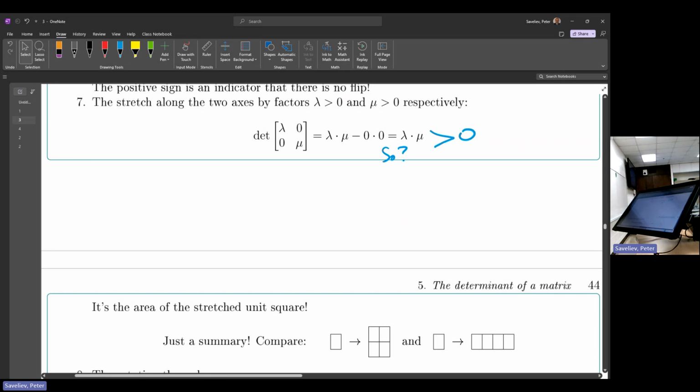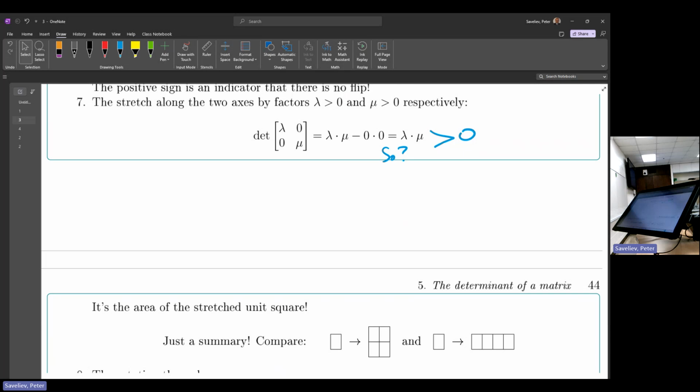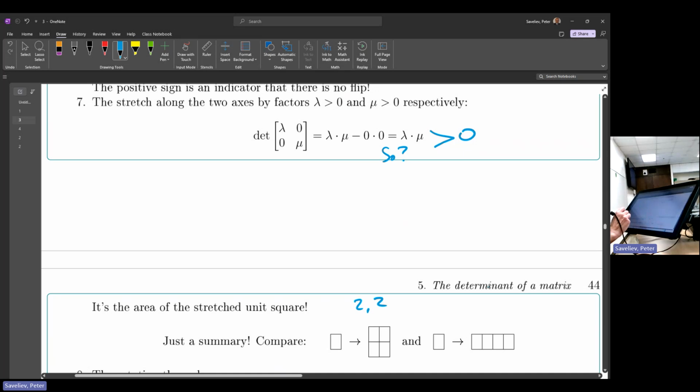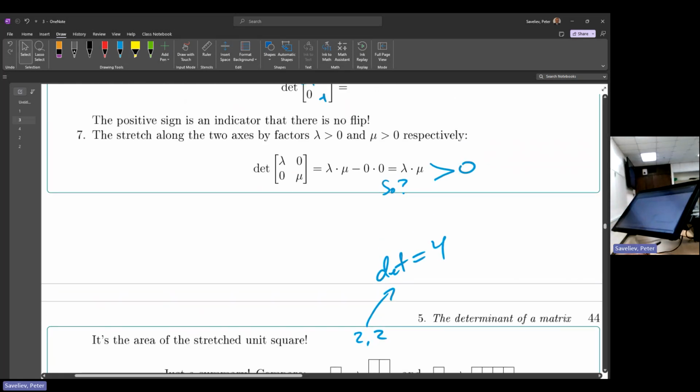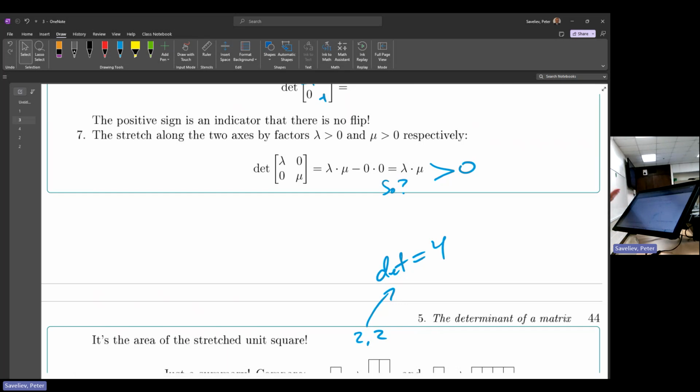Okay, so as you can see here, what happens if there are two stretches? This is 2 and 2, and then the lambda and mu stretch in both directions, doubling in both directions, producing the determinant equal to 4. So as you can see, if you have two stretches, lambda and mu, in the determinant, they get multiplied. So if I have 2 and 2, that's 4.